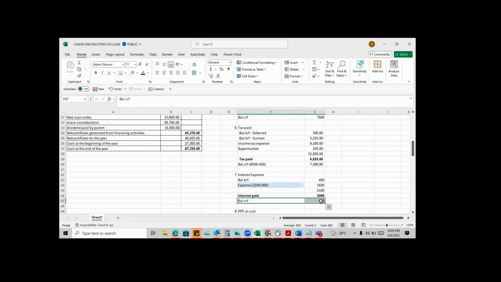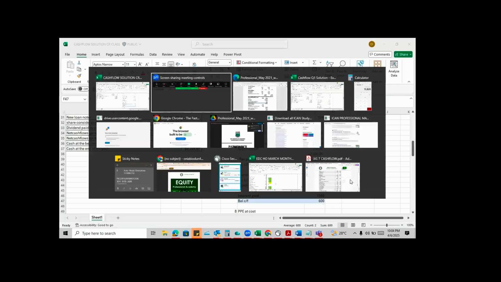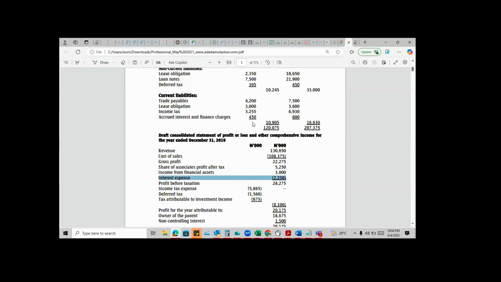That 600 that they are referring to is not the 600. Don't mistake it. I almost thought that too. They are not together. So they are trying to tell you specifically that 600 is part of the loan notes. So when I want to do my movement there, I should treat that 600 as the expense, the finance cost for that loan note. It is not part of this accrued interest and finance charges. Do you understand? So don't treat it together.